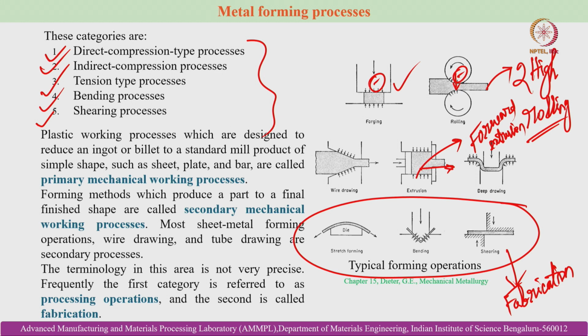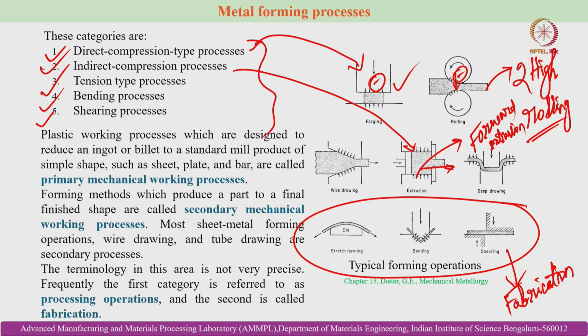For example, you see this is a particular case. So, here this is an indirect compression type process. Okay. So, this is a direct compression type process. So, this is how you need to understand: based on the loading condition applied, we can classify the primary forming processes into direct compression, indirect compression, and even tension processes.